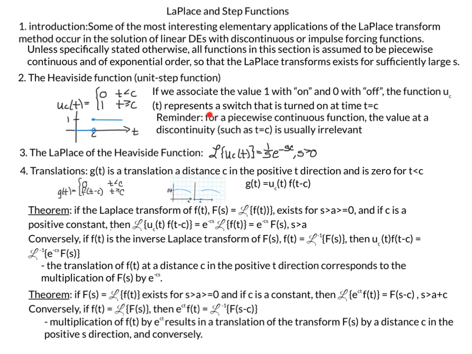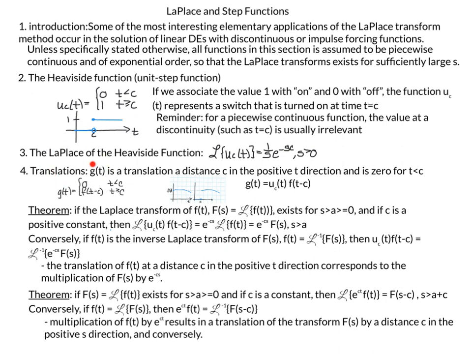And also, just a reminder, for a piecewise continuous function, the value at this discontinuity c is usually irrelevant, and we'll look at this a little more. The Laplace transform of the Heaviside function is given here. It's 1 over s times e to the minus sc. Again, c is where the switch turns on.